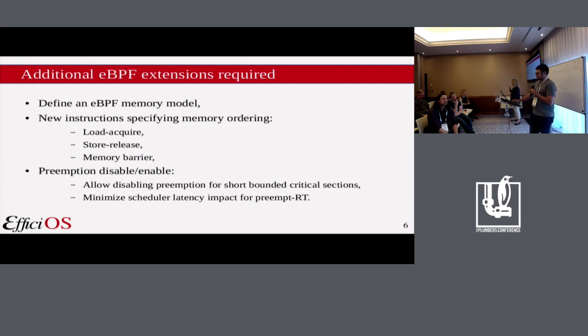I also found that there were some use cases where part of the interpreter execution did not require preemption to be disabled. It was just for a subset of the execution that preemption needed to be disabled. So it might be interesting to eventually support some mode where, when you pass a bytecode, it could come with a flag saying I want to run with preemption enabled, and then add to the eBPF instruction set instructions that could enable and disable preemption for shorter critical sections. So it could provide much finer grained protection against scheduler preemption. And one of the goals there is to minimize the scheduler latency impact for preempt RT.